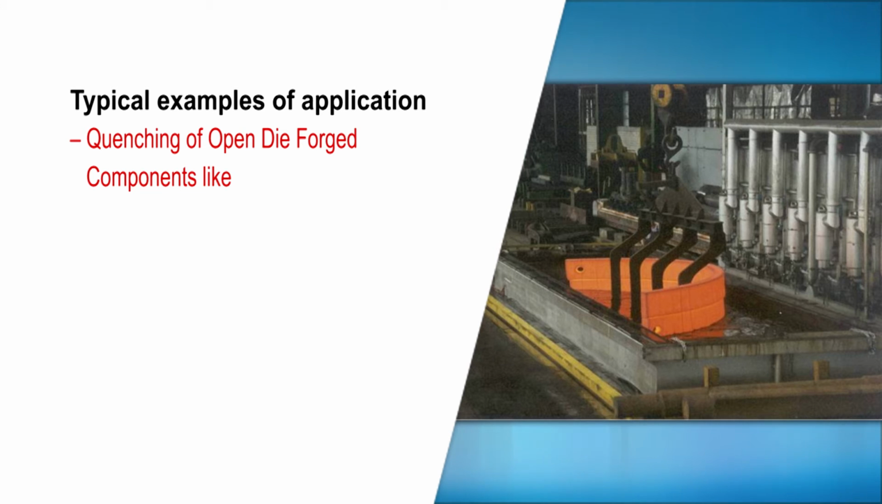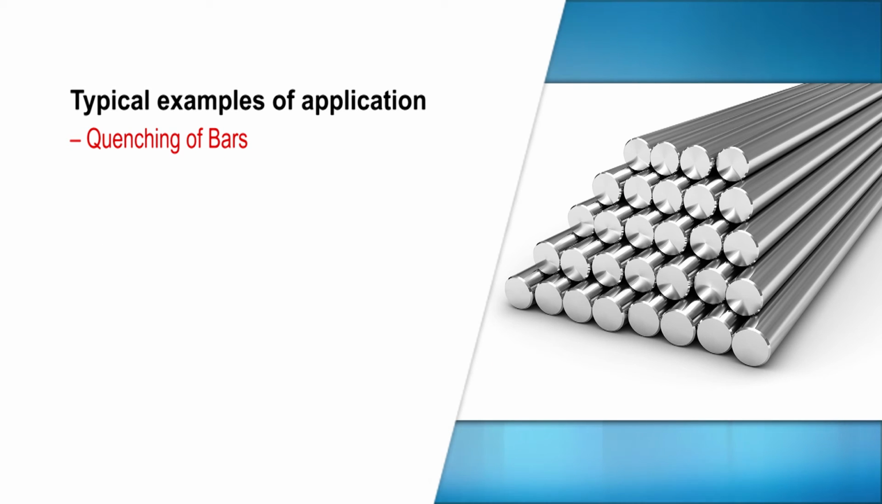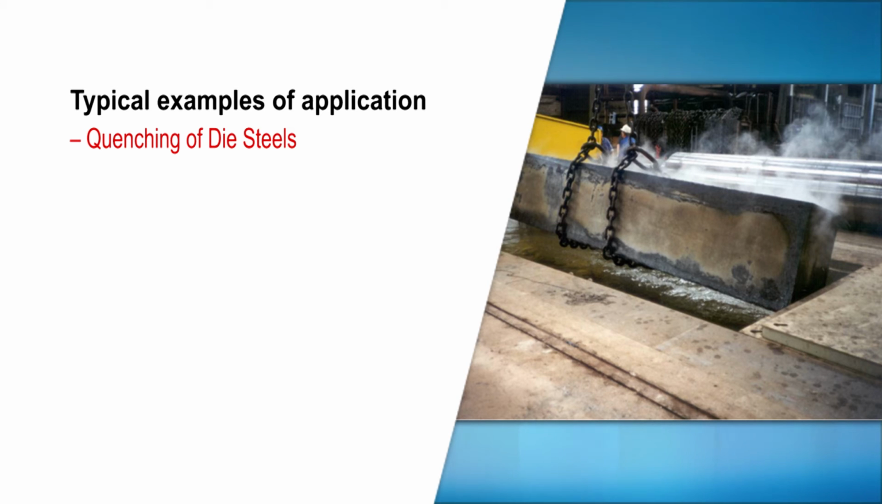These polymer quenchants can be used for a wide range of applications. Quenching of open die-forged components like turbine shafts, seamless rolled rings, valve bodies. Quenching of bars, coils of martensitic stainless steels. Quenching of die steels, tool steels.